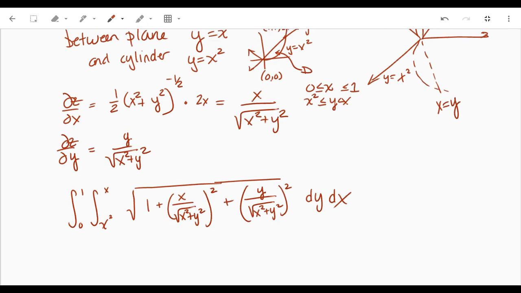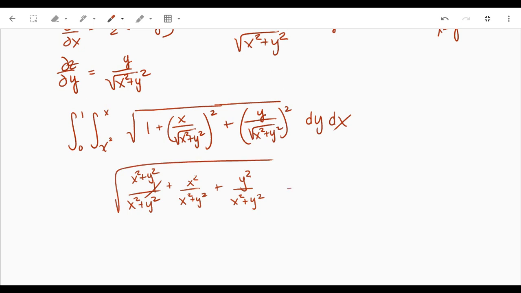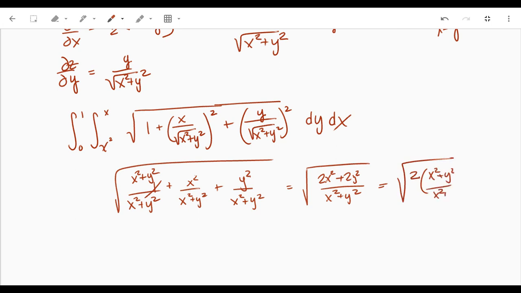Now, what happens here is actually kind of good. We have 1 plus x squared over x squared plus y squared plus y squared over x squared plus y squared. So we can change the 1 to x squared plus y squared over x squared plus y squared. Don't forget, we're going to do the square root. So what we end up with here is the square root of 2x squared plus 2y squared over x squared plus y squared, which is the square root of 2 times x squared plus y squared over x squared plus y squared. That's just 1. We end up with the square root of 2. It looked like it was going to be a huge mess, and it's not. It's really easy, okay? And in fact, we're going to take that constant out of there and then do my nice integral here.